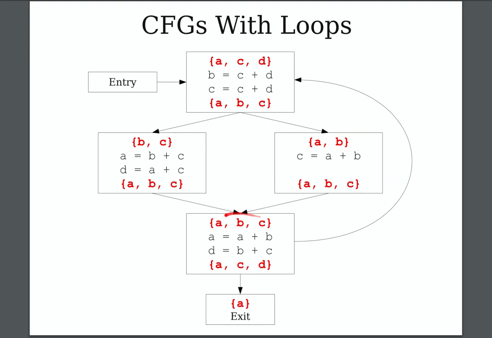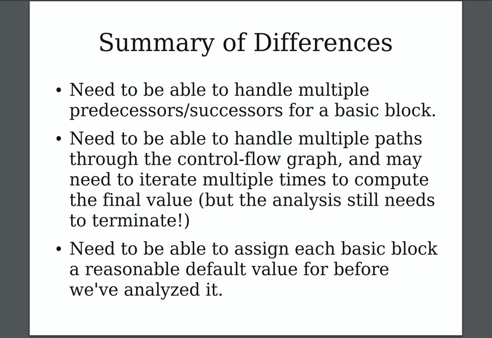So now, at this point, we would actually go through all of the basic blocks again and verify that there are no more changes to these sets of live variables. And once we know that there are no more changes, we can stop computing this data flow analysis. So just as a little summary, we need to be able to handle multiple in edges or out edges, multiple predecessors or successors for a basic block.